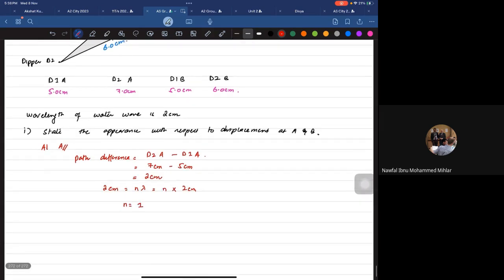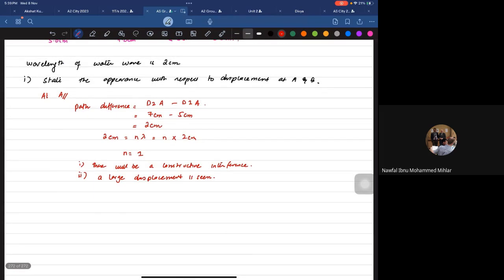Now in this point, you guys need to write 2 points actually. Number 1, you're going to say there will be a constructive interference. That is true. But then the other thing you need to write is that a large displacement is seen, because he's talking about water waves. I'll tell you why it is important in a bit.